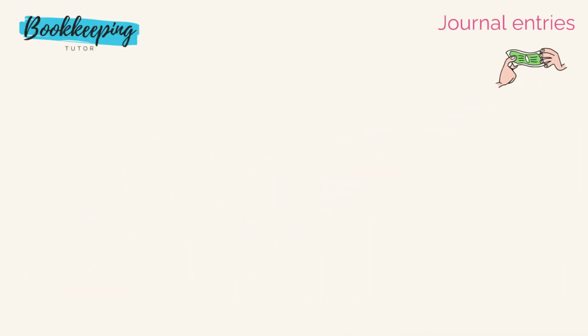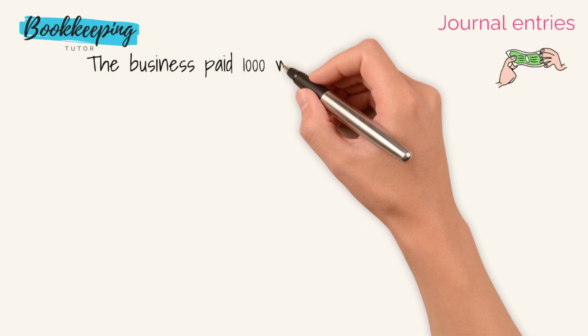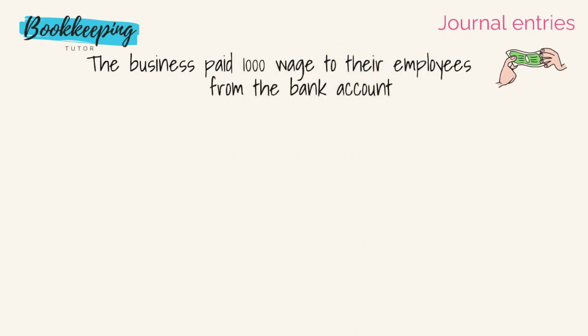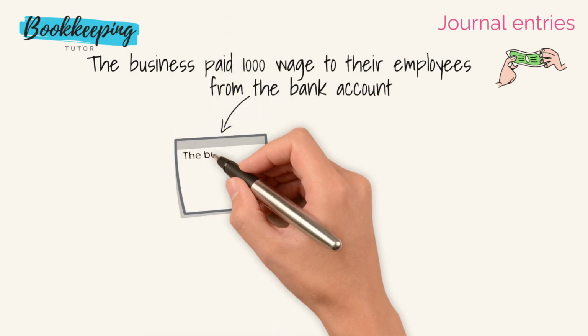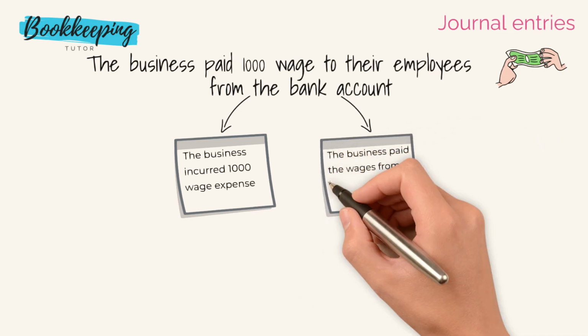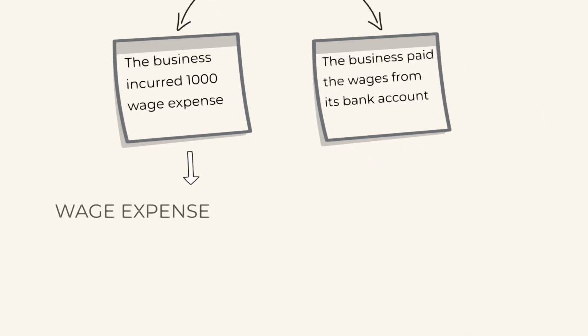Okay, and the next transaction is that the business paid 1,000 wage to its employees from the bank account. At this phase, we shouldn't be dealing with any taxes or the payroll liabilities. We just need to record the wage expense and the fact that it was paid from the bank account. It means that the company incurred wage expense that was paid from the bank account. Therefore, the wage expense increased and the bank balance decreased.